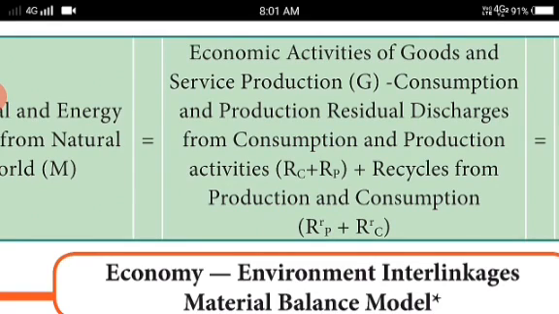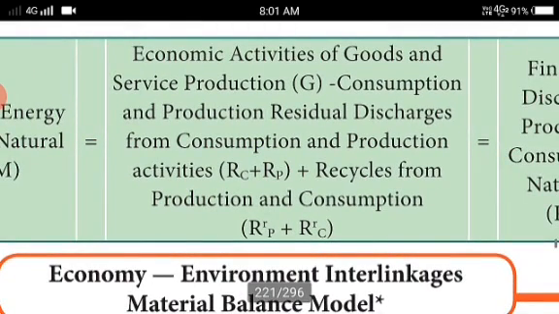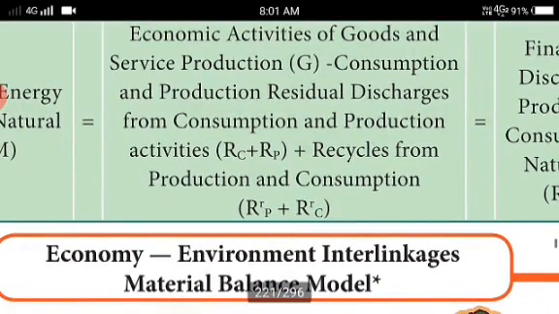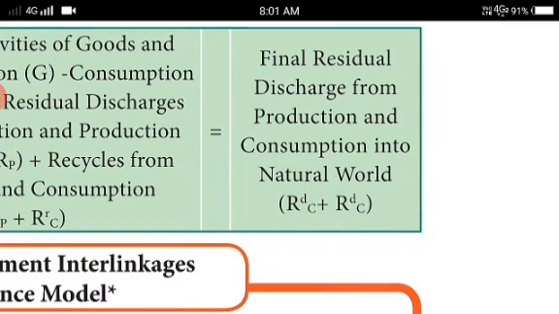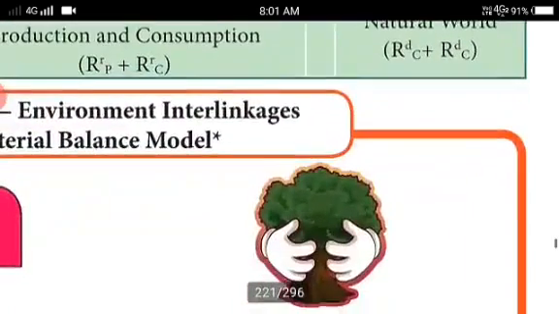Economic activities of goods and services production, which is G. And consumption and production residual discharges from consumption and production activities are called RC plus RP, plus recycle from production and consumption, which is RRP plus RRC, equal to the final residual discharge from production and consumption into the natural world. This is mentioned as RDP plus RDC. Okay, this may be asked in your 3 mark or 2 mark questions.